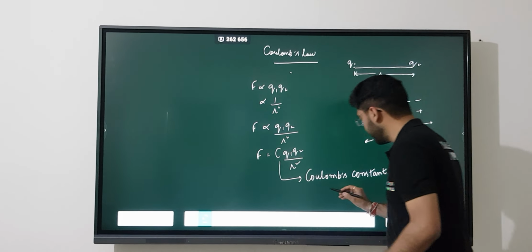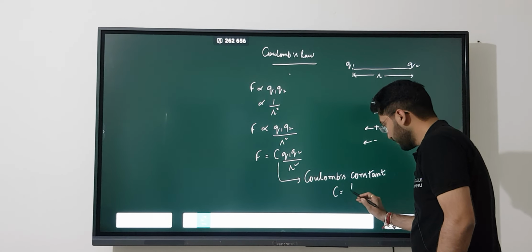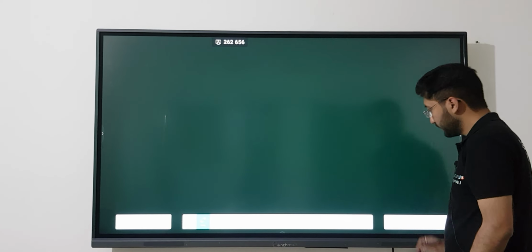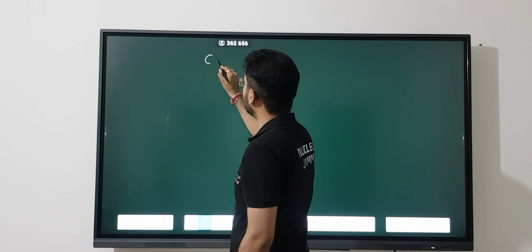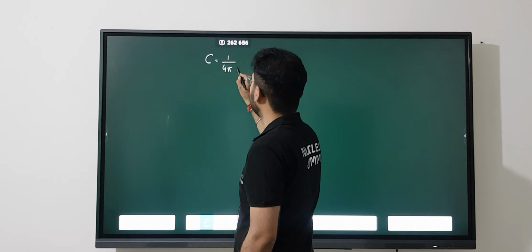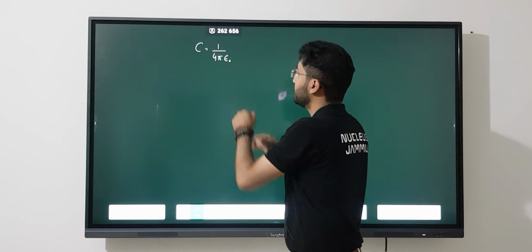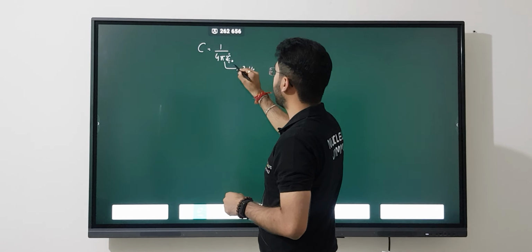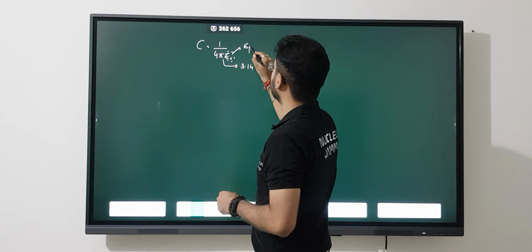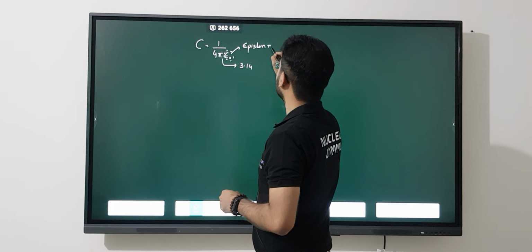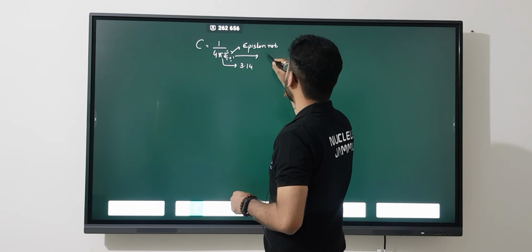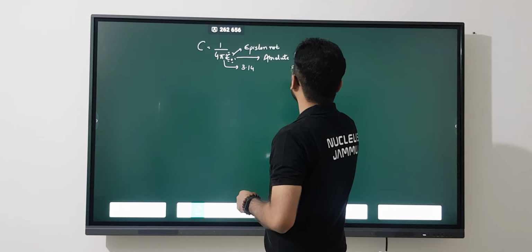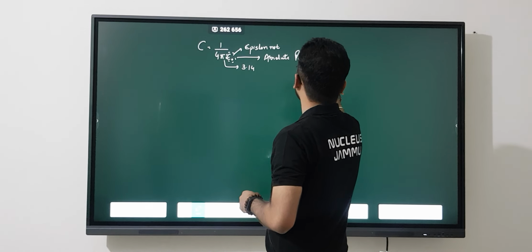Students, now the value of this Coulomb constant C is 1 by 4 pi epsilon naught. Now as you know, the value of pi is 3.14 and this epsilon naught is called the absolute permittivity of free space.